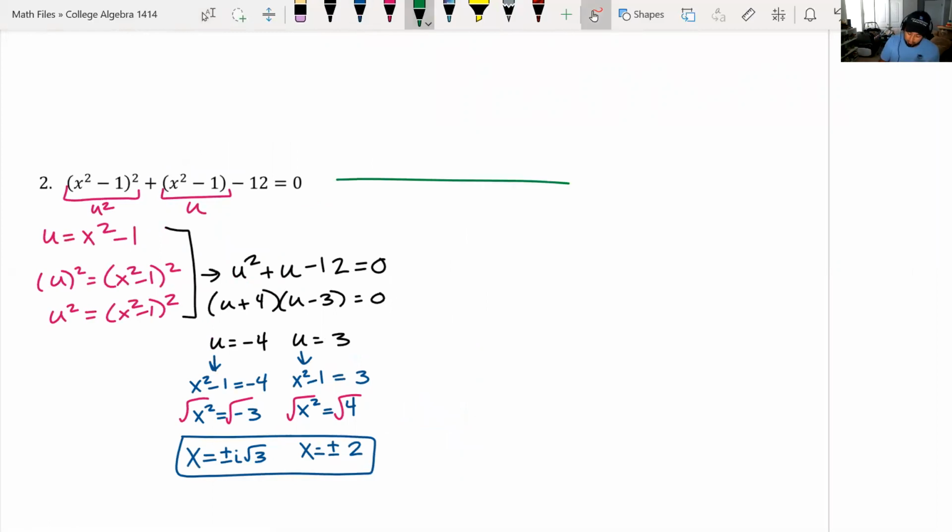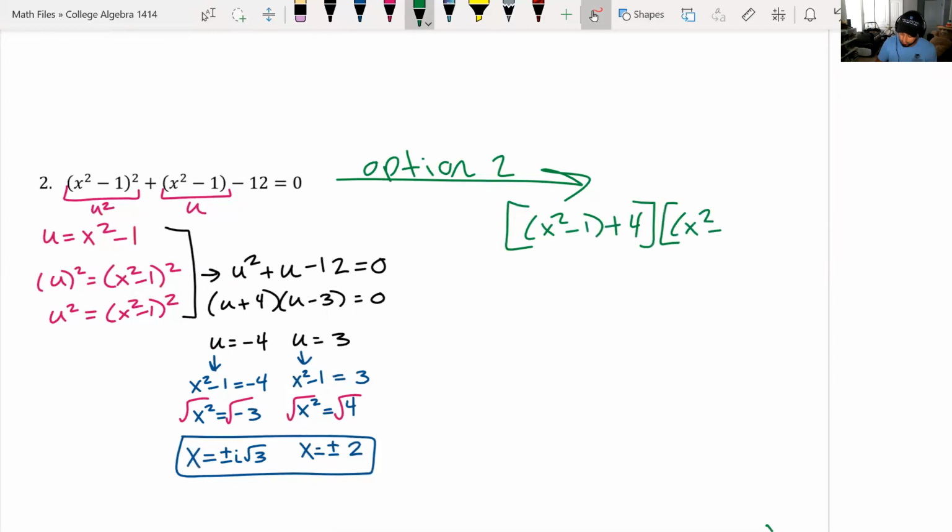So option 2, I'm going to put brackets to be neat. If I factor this, it's going to be parentheses x squared minus 1 plus 4, parentheses x squared minus 1 minus 3. And that's factored. That's how you would factor it.